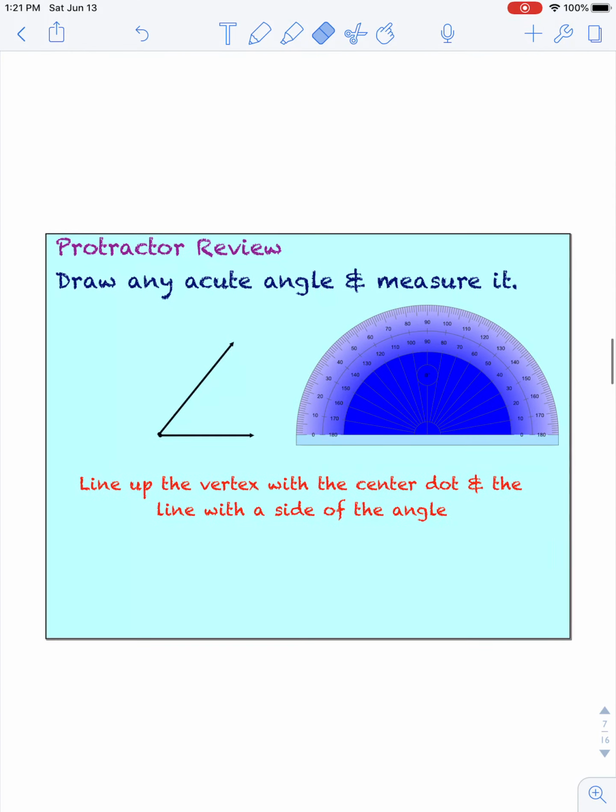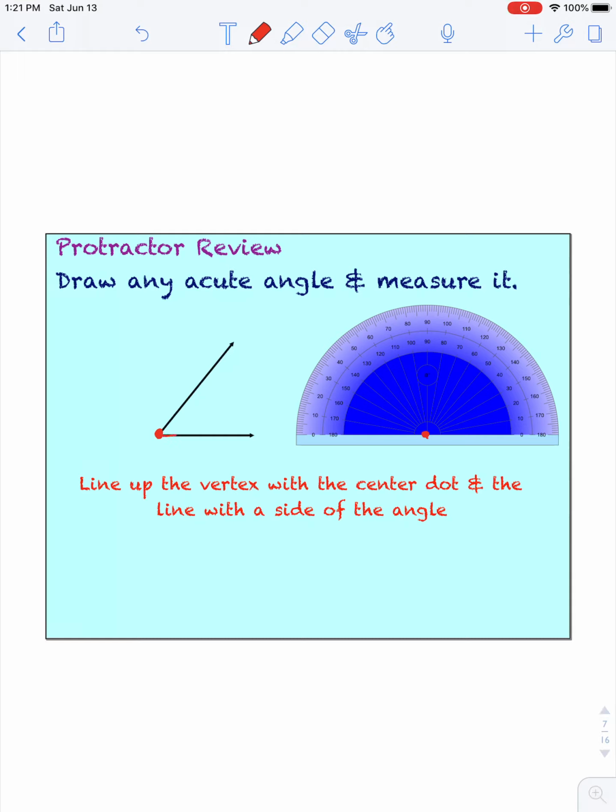So now let's look at reviewing how to measure an angle. If you are going to measure your angle, what you are going to do is line up this part of the protractor on your vertex right there.